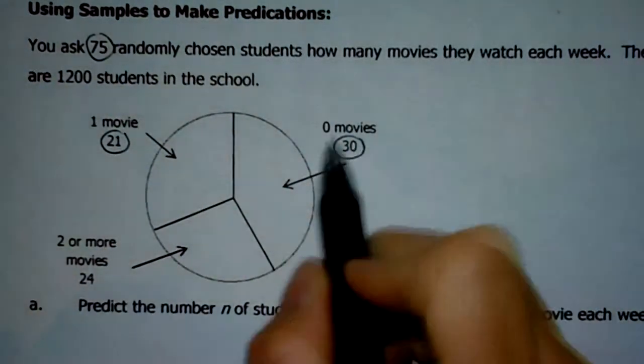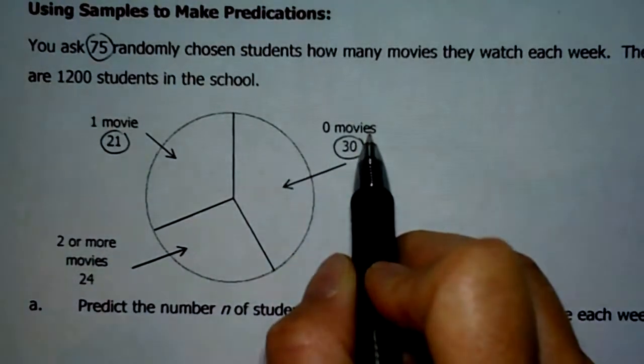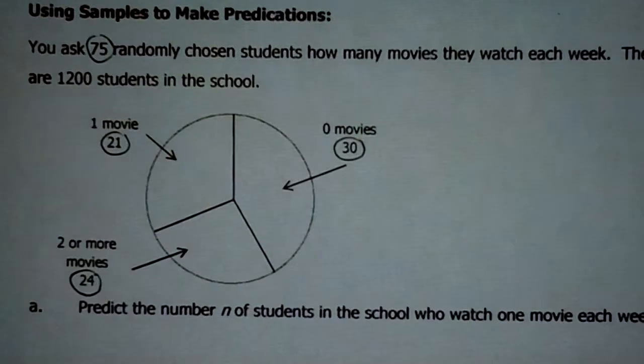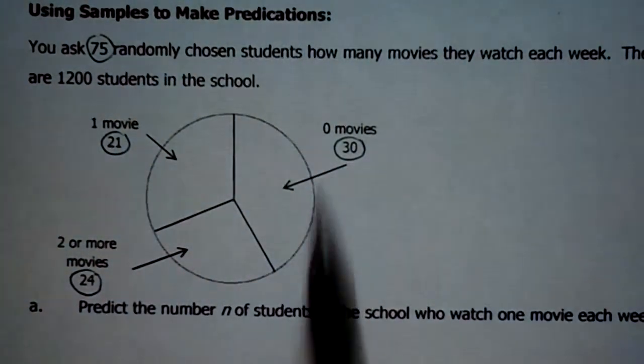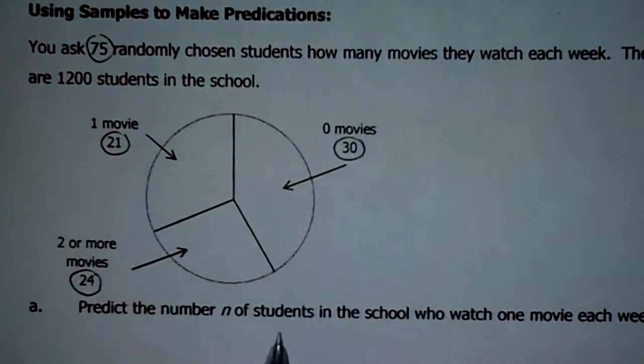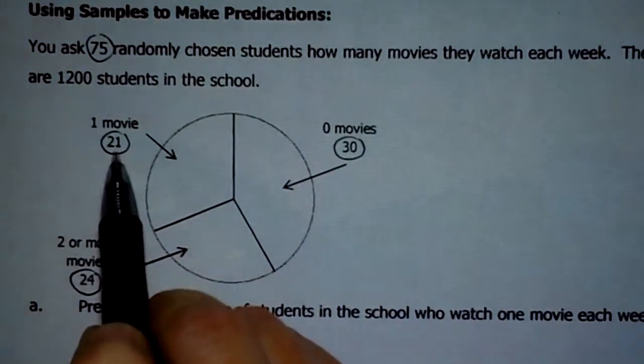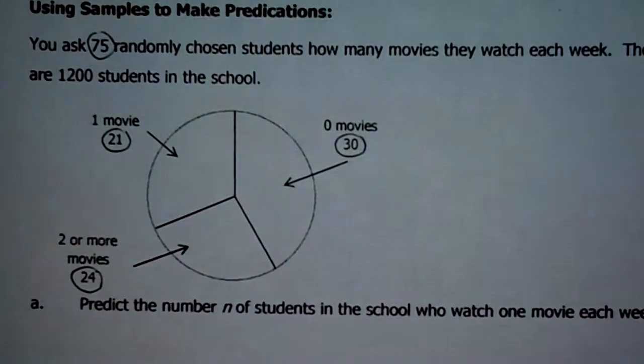30 people said they don't watch any movies per week. And 24 people said they watch 2 or more movies. So now what we want to do is use those values to predict the number of students who watch 1 movie a week. Okay? So we said that 21 people watch 1 movie per week. And it was 21 out of the 75, right?